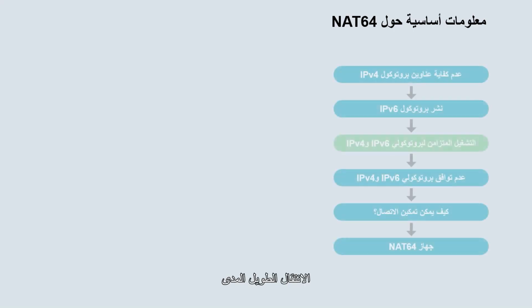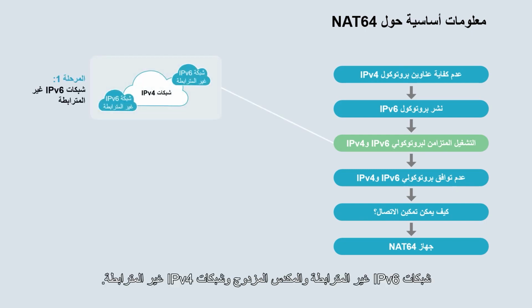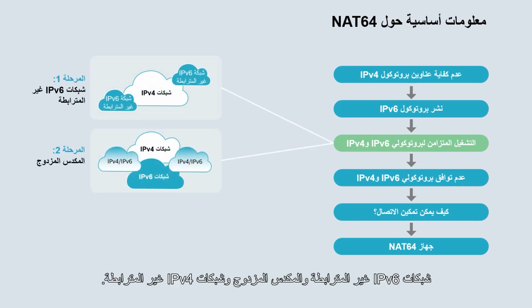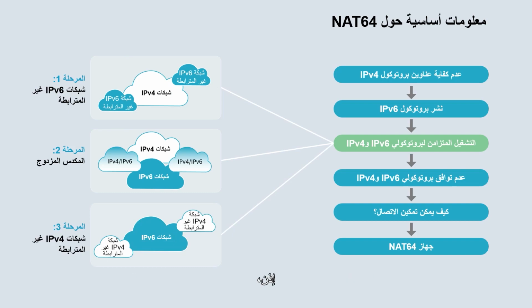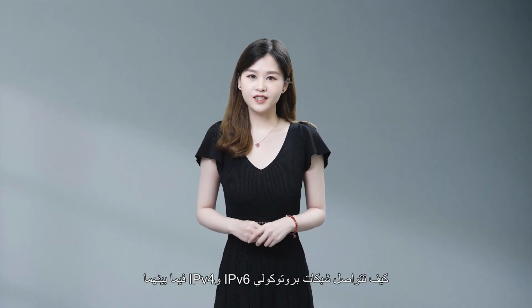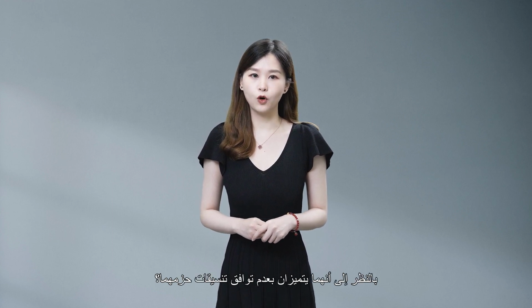The long-term transition from a network running only IPv4 to one running only IPv6 involves three phases: IPv6 islands, dual stack, and IPv4 islands. During the transition, IPv6 and IPv4 networks coexist. So then, how do IPv6 and IPv4 networks communicate with each other given they have incompatible packet formats? A series of technologies has been developed to enable the transition.